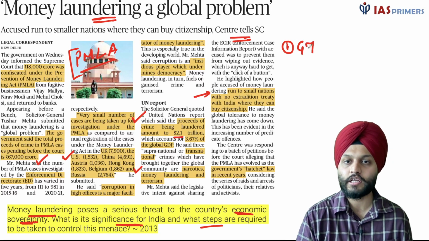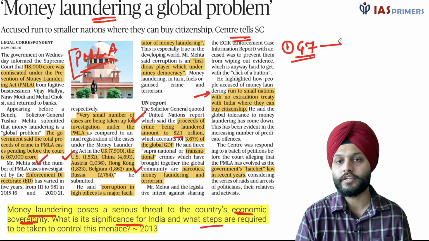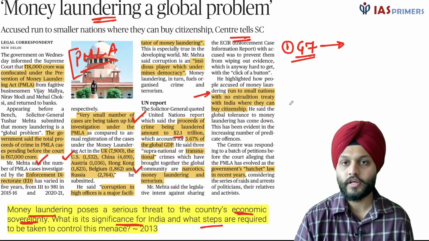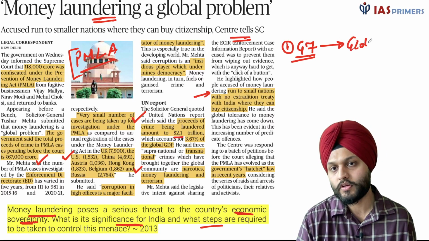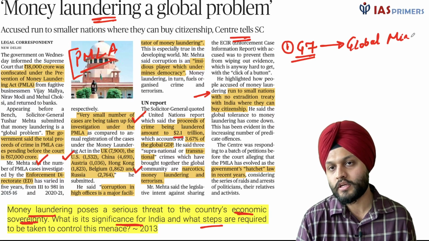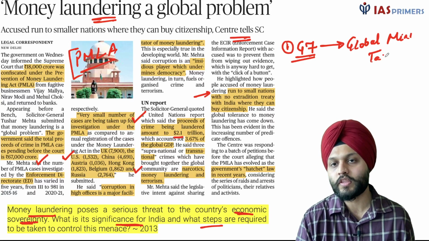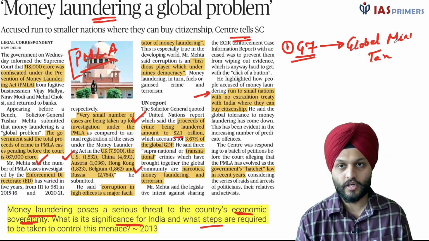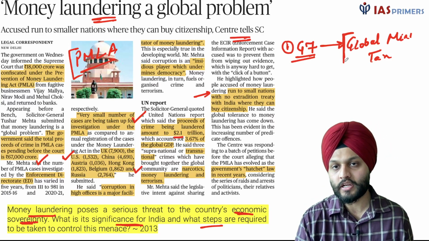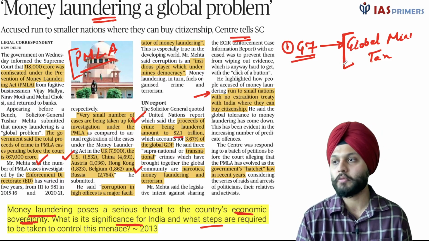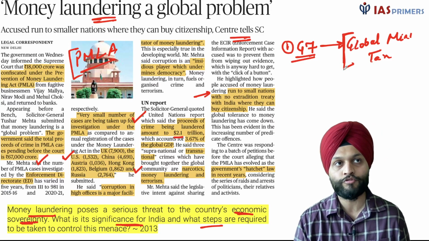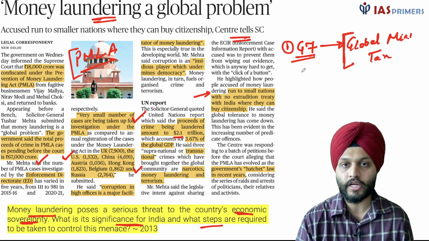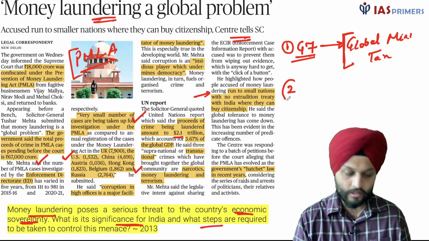So we have the G7. Recently, recall, G7 introduced a system known as the Global Minimum Tax. The idea is that no matter which country the money is being parked in, it has to be taxed, right? So the global minimum tax is dealing with the issue of tax evasion that is taking place and also with the issue of money laundering. In a way, it is doing this. India has signed this.